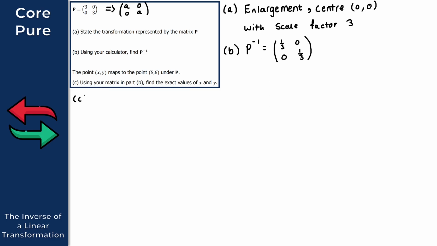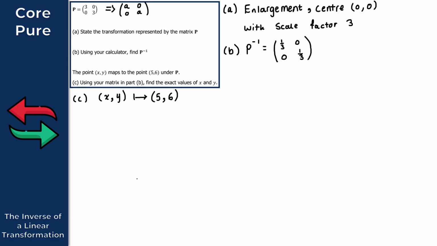And then finally here for part C, we're told that the point xy maps to the point 5, 6 under P here. So for part C, it says using your matrix in part B, find the exact values of x and y here. So where do we begin then? Well, the first thing to note here is, as we're told, this point xy maps to this point 5, 6 under the matrix P here. So xy maps to 5, 6 under P.